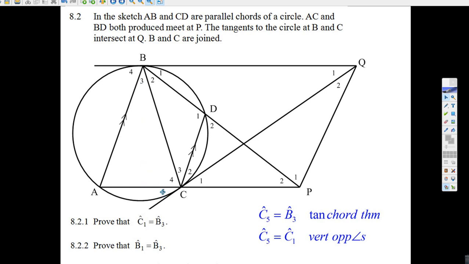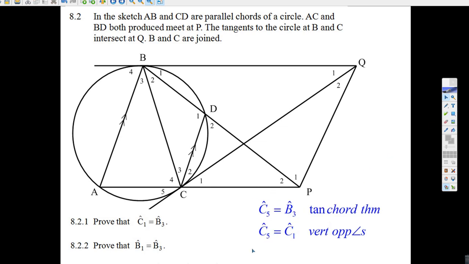C5 and B3. C5 is an angle between the tangent and the chord, and B3 is the angle in the alternate segment at the top of the triangle here. That's tan chord theorem. So C5 equals B3. And then C5 and C1 are two straight lines crossing each other here, and that's vertically opposite angles. Well, that means that C1 must equal B3 because they both equal C5. And I should have written that down here. When you write this down, you say: therefore, C1 equals B3.